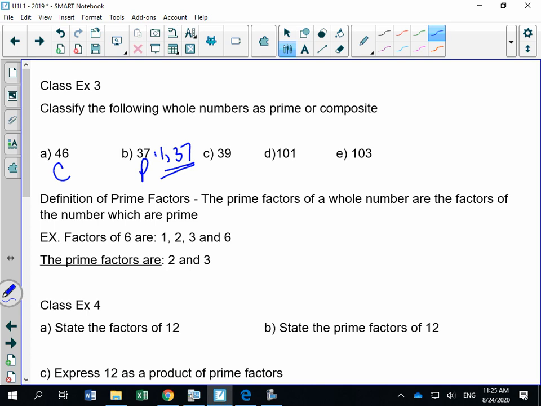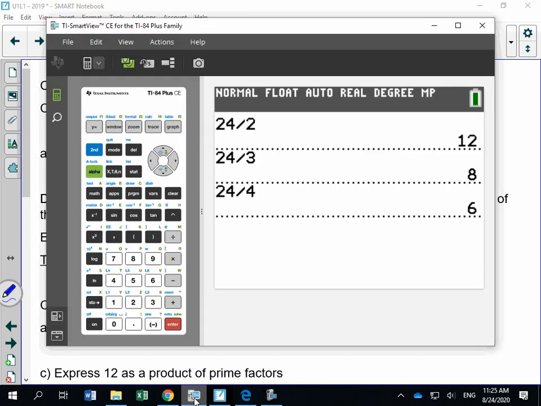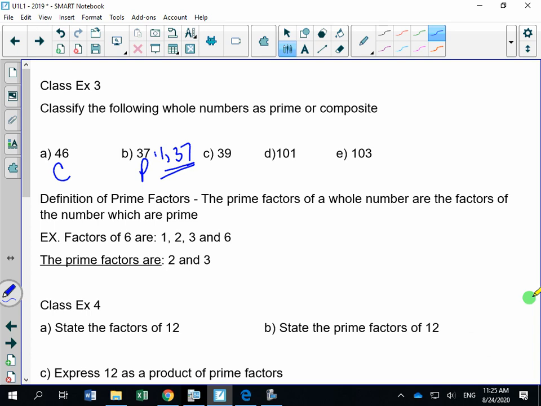Number 39: if I divide 39 by 3, I get 3 and 13. So 39 is going to be a composite. 101 and 103, even though I would never ask you whether this is prime or composite this high, these are both primes. Okay.